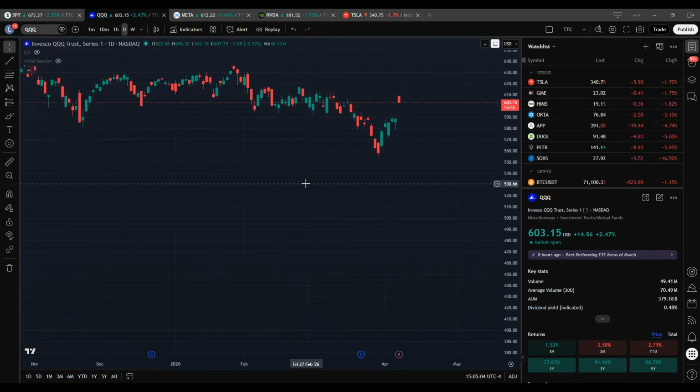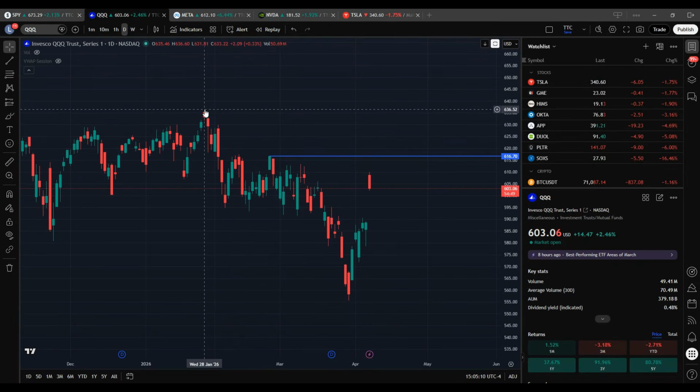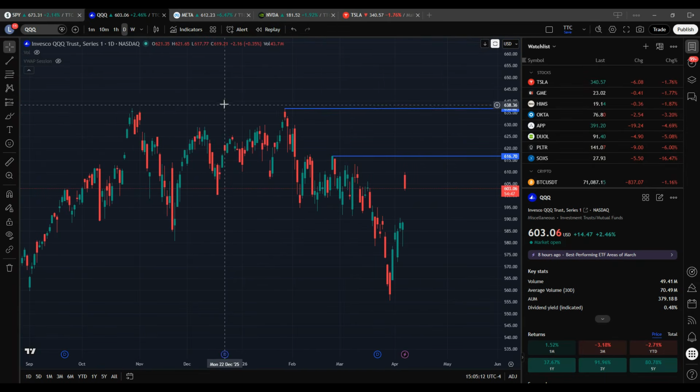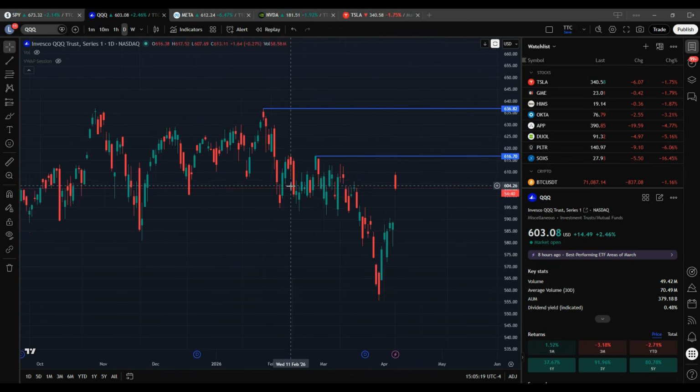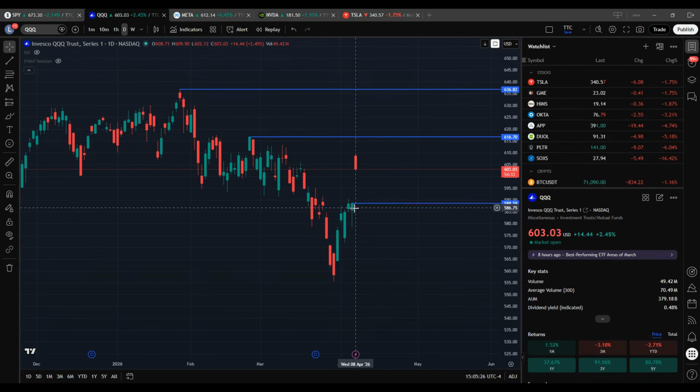For the Qs, similar story. For resistance, I have this gap fill here around 616, 617. You have a double top here around 636, and then a key psychological level just around 650. For the bottom side, to the downside, you have support down here around 589, gap fill. Another gap fill down here around 558.